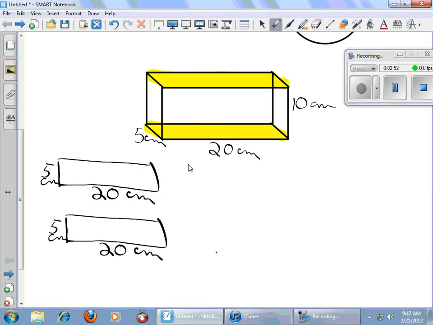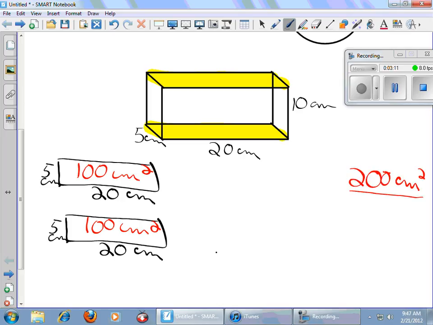So I'm going to figure out the area of each one and then I'm going to write it off to the side. Well, base times height would give me 100 centimeters squared, and this one's identical, so it has to be 100 centimeters squared. So those two together give me 200 centimeters squared, and I'm going to leave that over there. I'm going to underline it. I'm going to use it later. All right, let me get rid of these highlighted sections here. I don't need them right now.